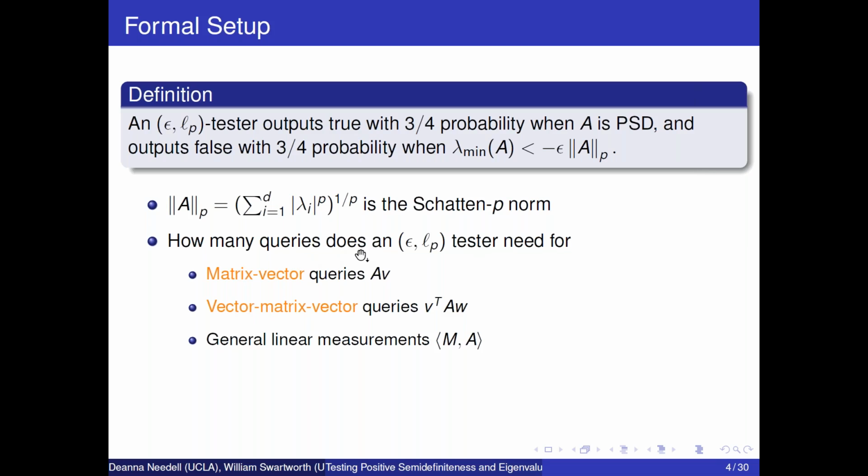We want to ask ourselves, how many queries does an epsilon Lp tester need to distinguish between these two cases? In the first case, it's PSD. In the second case, it's sufficiently far. And we look at the different models we discussed.